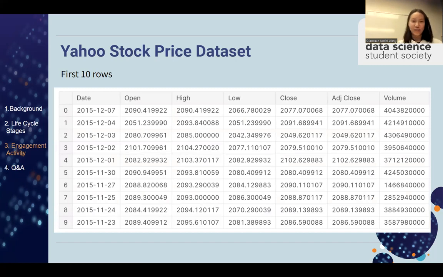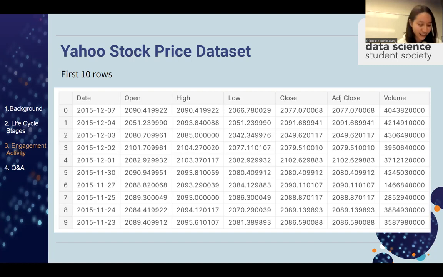The open column means opening price, which is the price of the first trade when an exchange opens for the day. High is the highest price, low is the lowest price.